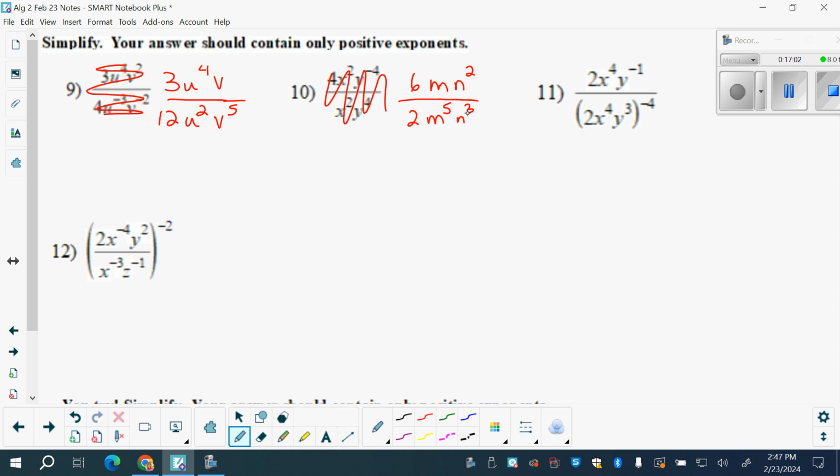So number 9. What do we do with the 3 and the 12? Okay, but when we write it, how do we write it if we divide it? Where does the 4 go? So when we have that 3 and that 12, we have to cancel, don't we? What goes into both 3 and 12? 3. 3 goes into 3 once. 3 goes into 12 4 times. Okay.